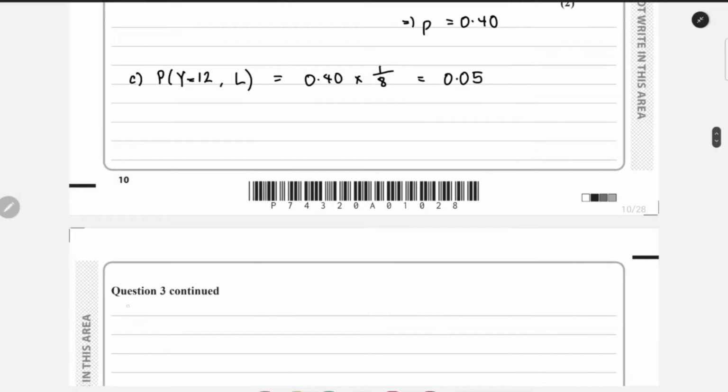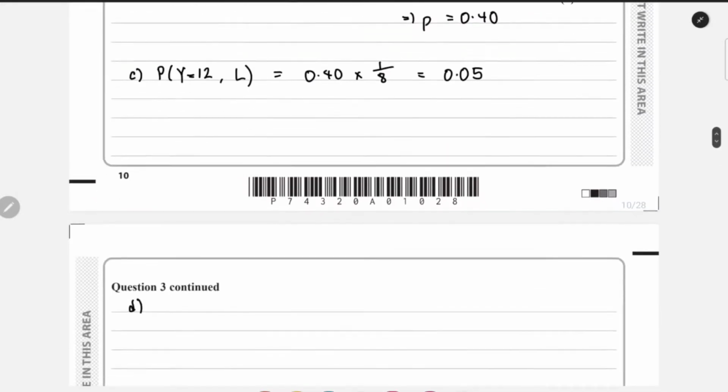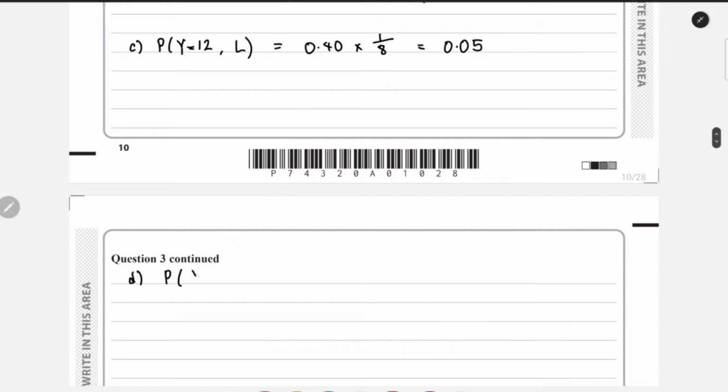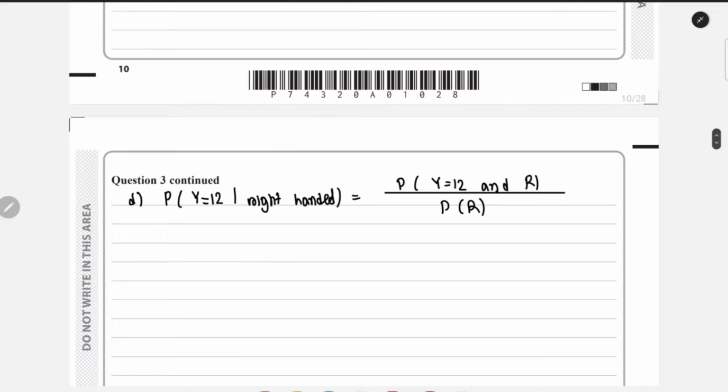Now in part D, we are given that the student is right-handed. We have to find the probability that he is in year 12. So probability year 12 given that he is right-handed. So this formula will be the probability that he is in year 12 and he is right-handed divided by the total probability of him being right-handed, of picking a right-handed person.